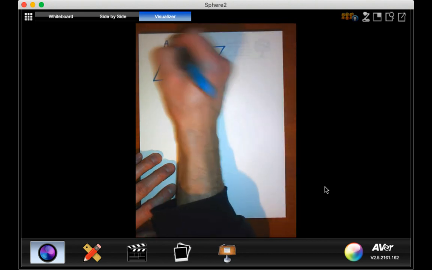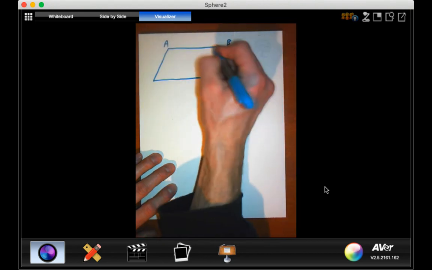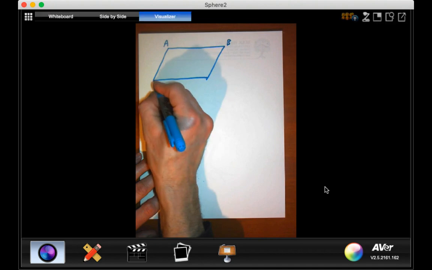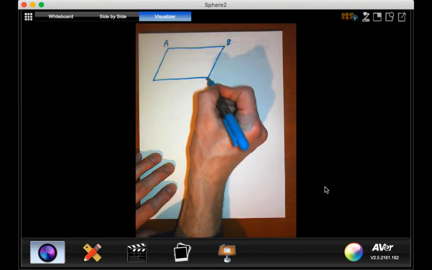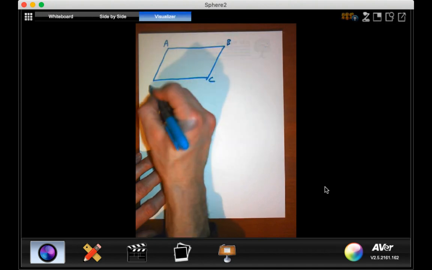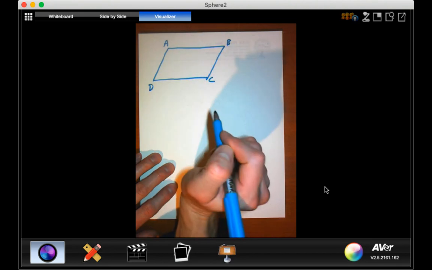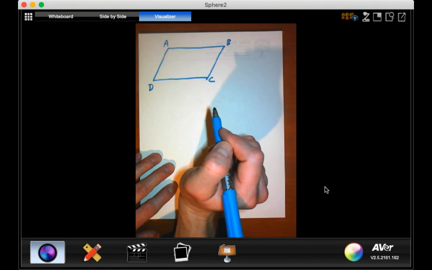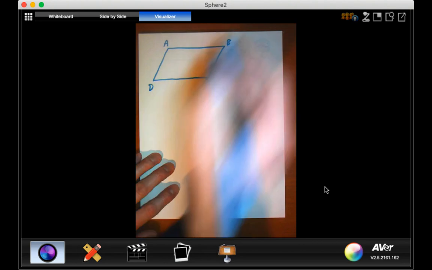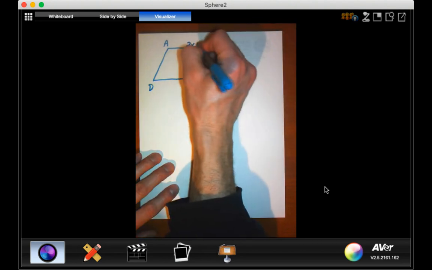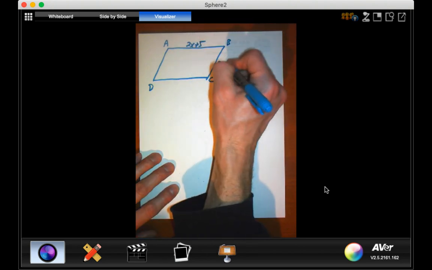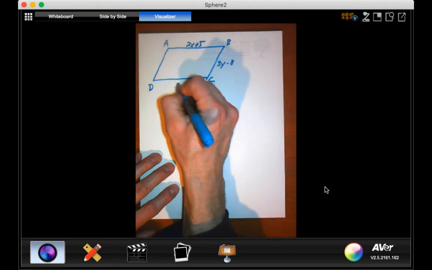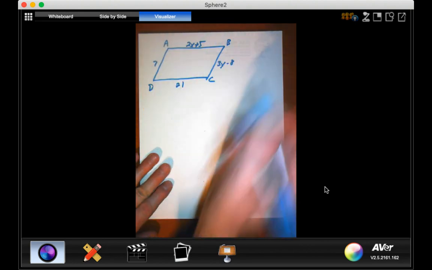It doesn't matter where you start. Just make sure you go A, B. Don't jump over here and do C. Go A, B, C, D. Work the perimeter of the parallelogram. Now they give us a couple lengths. They say AB is 2x plus 5. BC is 3y minus 8. DC is 21, and AD is 7.